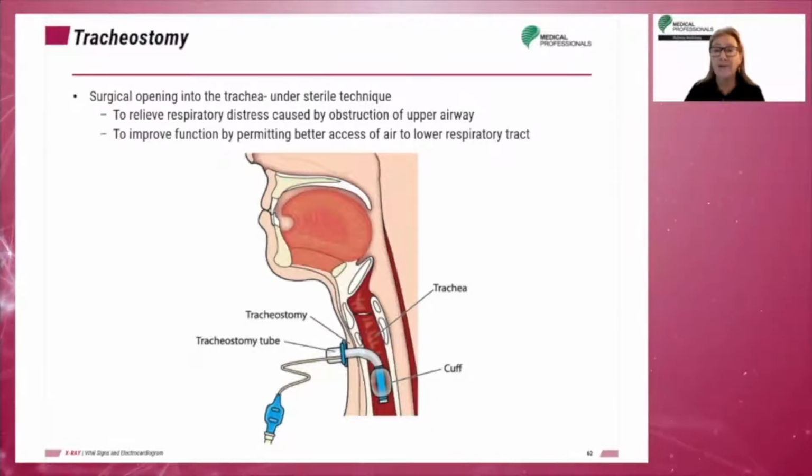A tracheostomy is a surgical opening into the trachea performed under sterile conditions. The procedure is performed to relieve respiratory distress caused by an obstruction of the upper airway or to improve respiratory function by permitting better access of air to the lower respiratory tract.